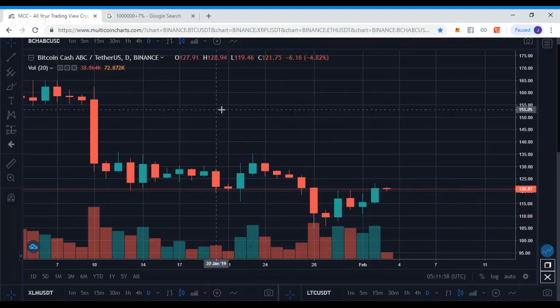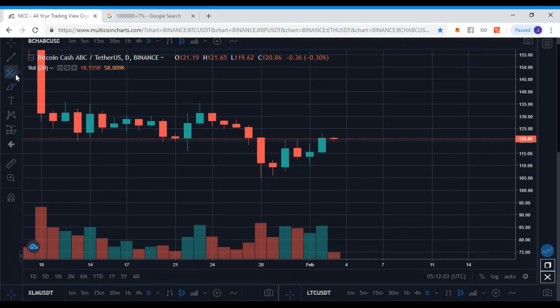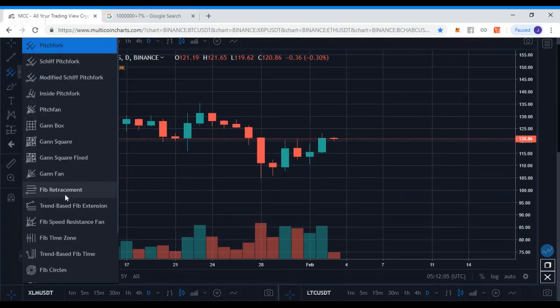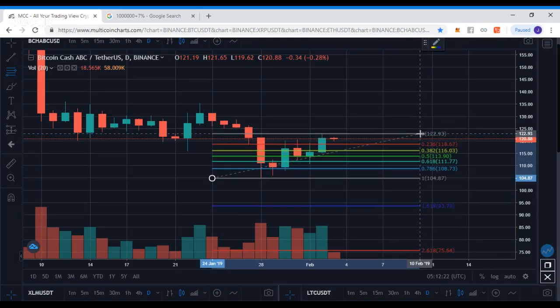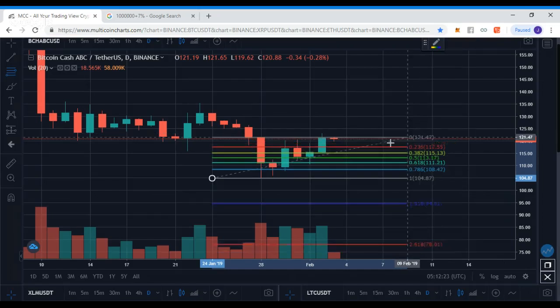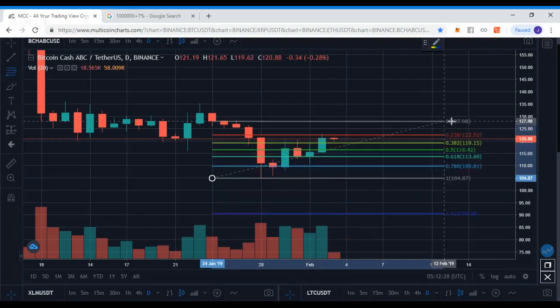So once again, we're going to utilize the same tool. We're going to grab our Fibonacci retracement. We're going to pull this from a swing low of, what was our low? The low was 104.87. Look at this, there we go. We just had 104.87 to a high. What was our high? 123.06.